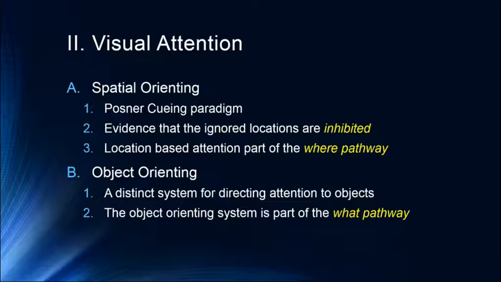There is also evidence for object orienting, so a distinct system for directing our attention to particular objects. So you select an object out of your visual world and you follow that object or focus your attention on that object. And that object orienting system is believed to be part of the what pathway that we talked about previously. So our visual attention includes both spatial locations and also includes information about what things are.